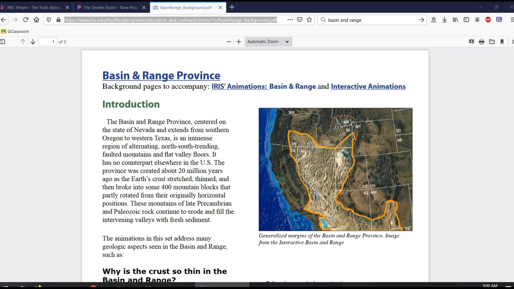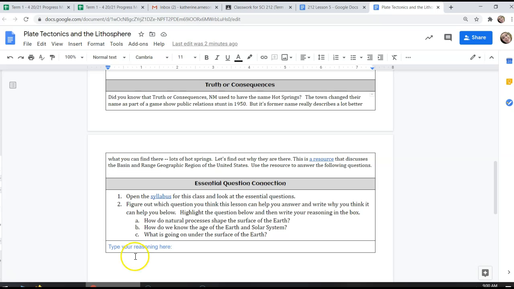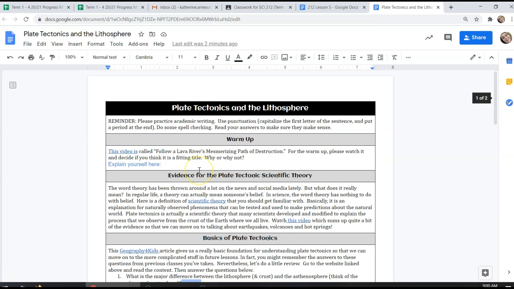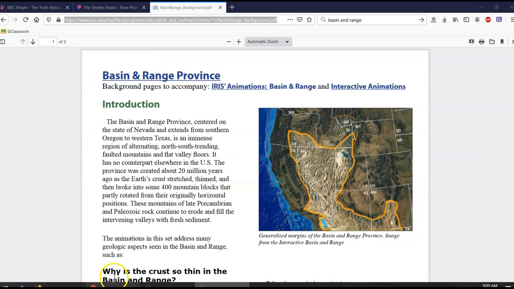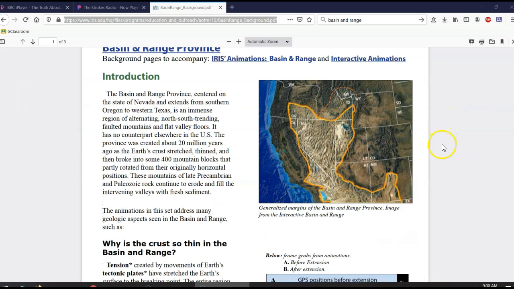This is for lesson, I think, five. Let me just double check. Yeah, lesson five, which is about plate tectonics and the lithosphere of the Earth. So let's go ahead and get started on this.